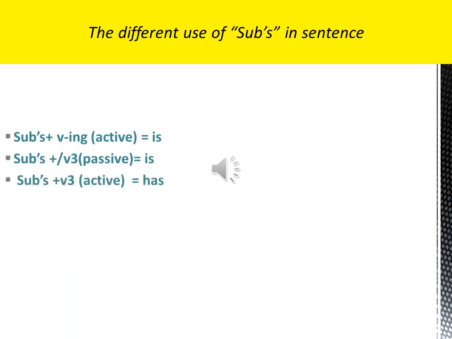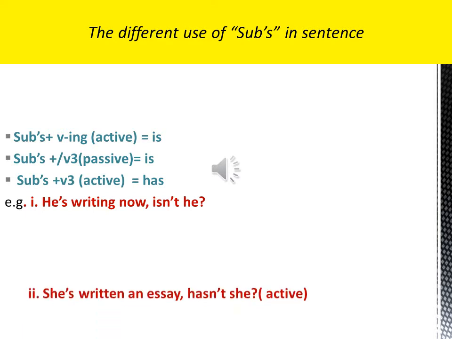And students, let's see another example. Subject plus apostrophe s plus V3. It means it is in active form. That's why we should understand here apostrophe s means has. You get more clarity after reading the examples. Let's see. He's writing now, isn't he? Apostrophe s plus V-ing is used here. So we should understand apostrophe s means is.